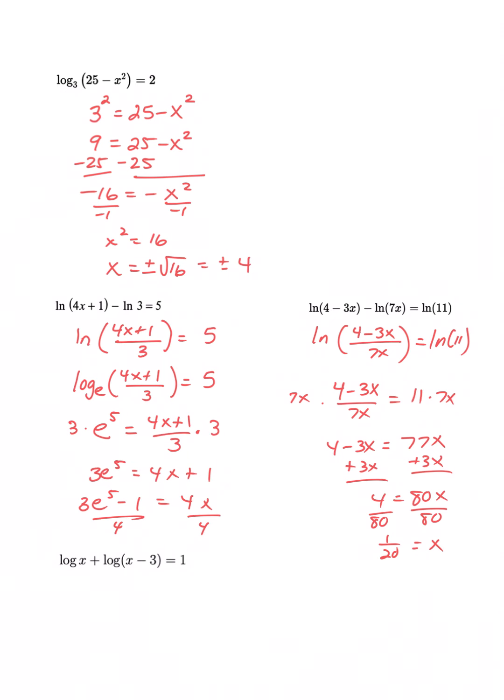In the next example, again, I can see that there's an addition sign between 2 logs. I need to condense them into a single log, and I condense an addition symbol by multiplying these two things together. So I end up with log of x squared minus 3x.